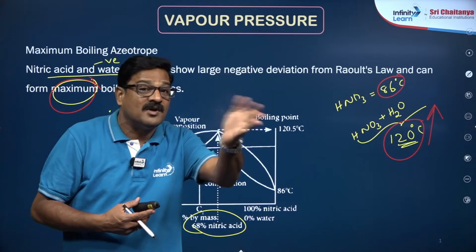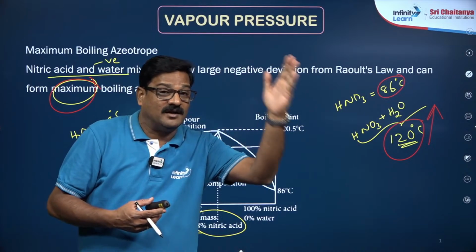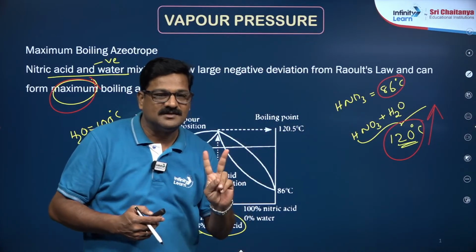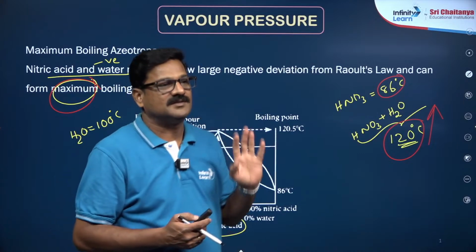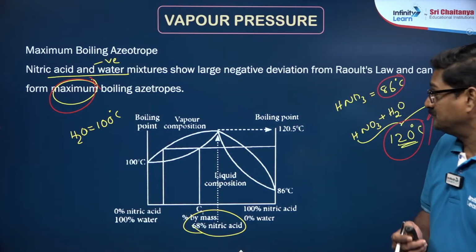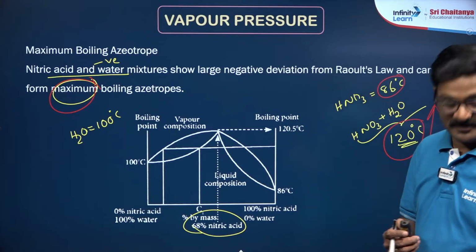In that vapor, both HNO3 and H2O will be there together, right? So it is called a constant boiling azeotrope. Clear? Children, you all understood this.